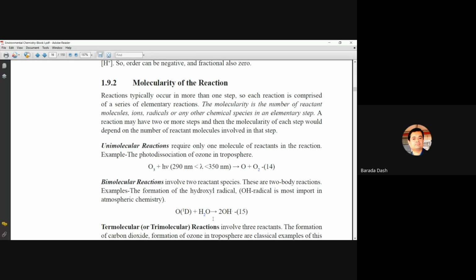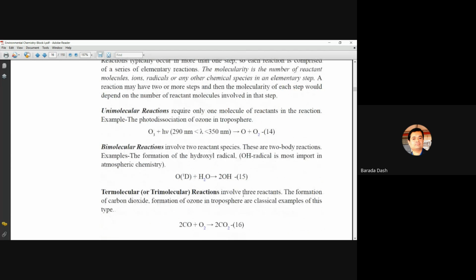Okay, so molecularity of a reaction. Reactions typically occur in more than one step, so each reaction is comprised of a series of elementary reactions. The molecularity is the number of reactant molecules, ions, radicals, or any other chemical species in an elementary step. A reaction may have two or more steps. A unimolecular reaction requires only one molecule of the reactant. For example, one molecule of ozone, O3, breaks down to oxygen plus O2. This is how depletion of the ozone layer occurs.